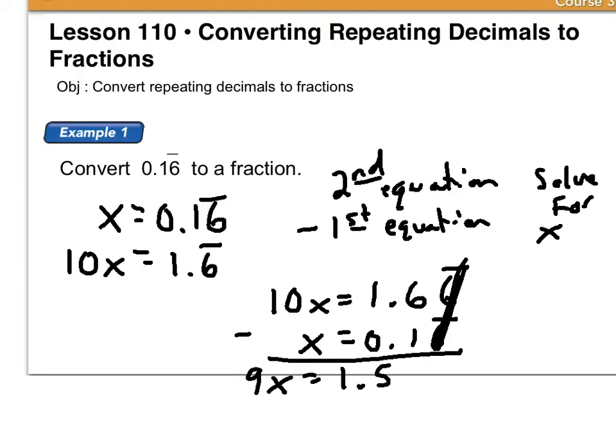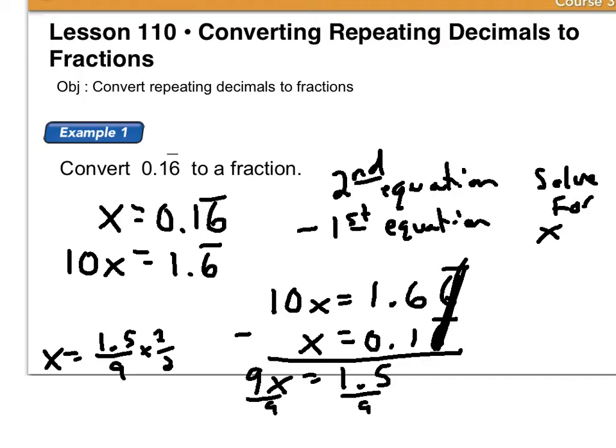Okay? And if I divide by 9, okay, I'm going to get x equals 1.5 over 9. Okay? Well, now I can't leave a decimal on top of here, so I've got to think, okay, what can I multiply this by to make it not a decimal? Well, if I multiply it by 2, 1.5 times 2 is 3. So I'm going to multiply this by 2 over 2.